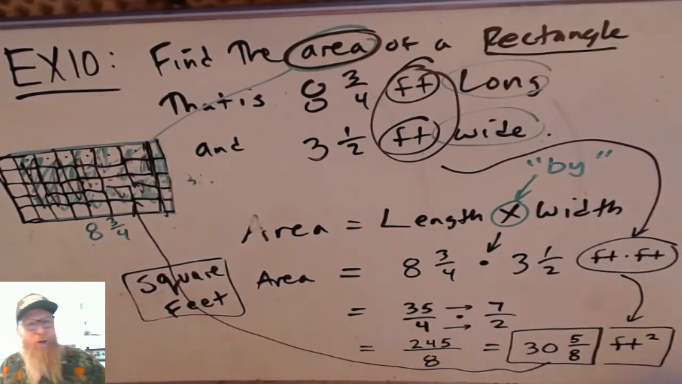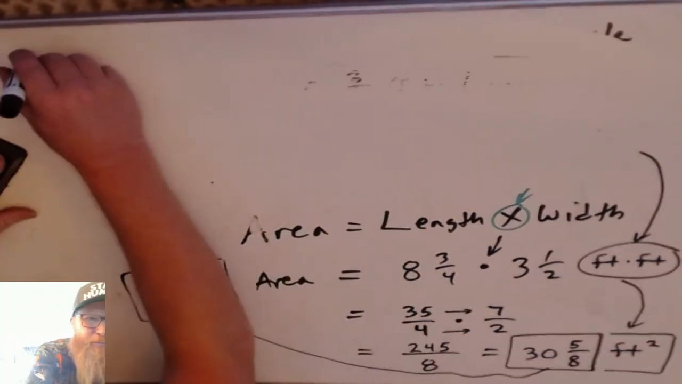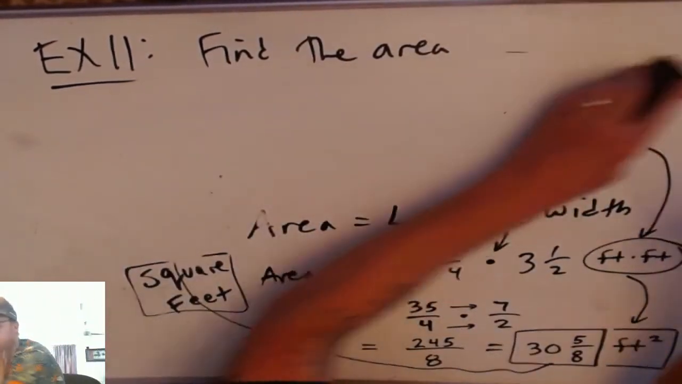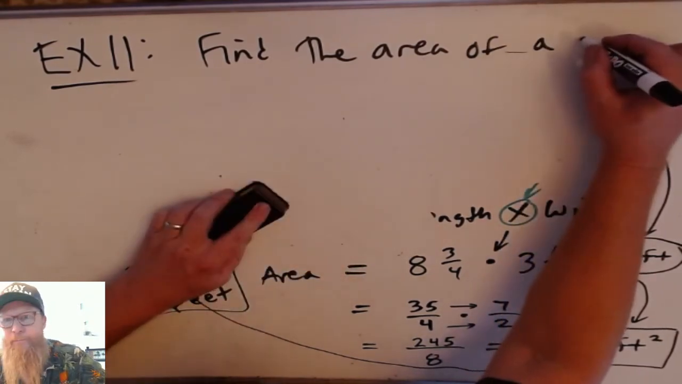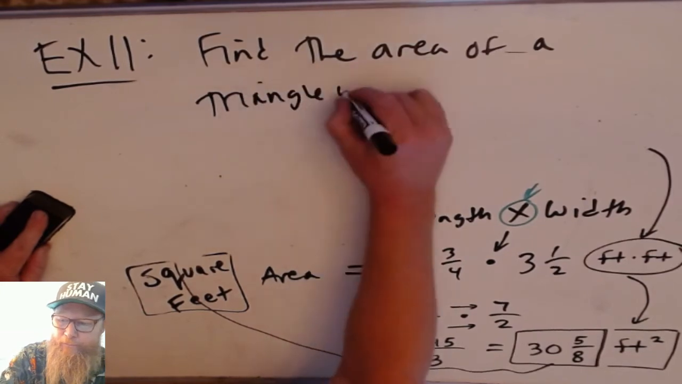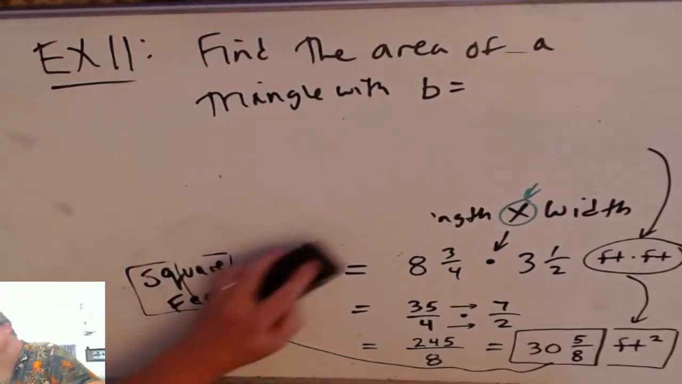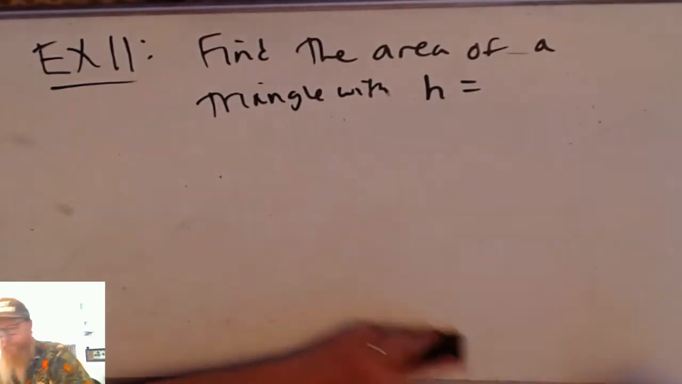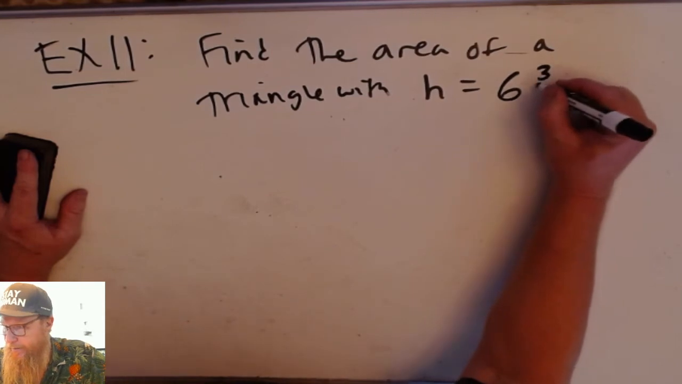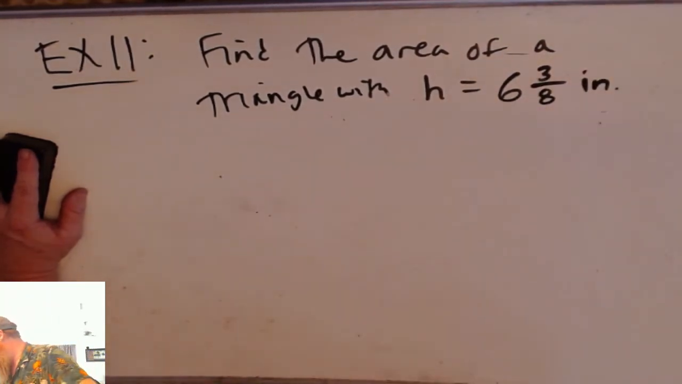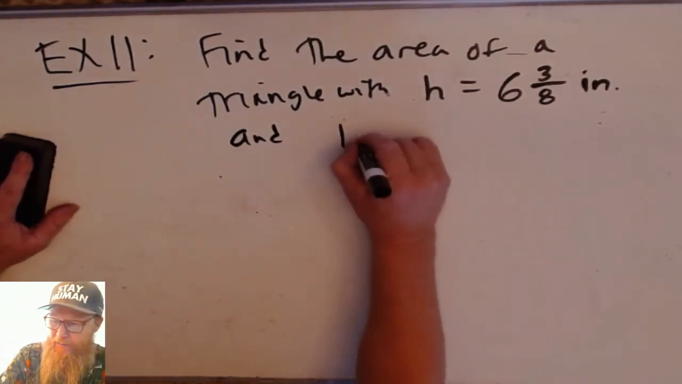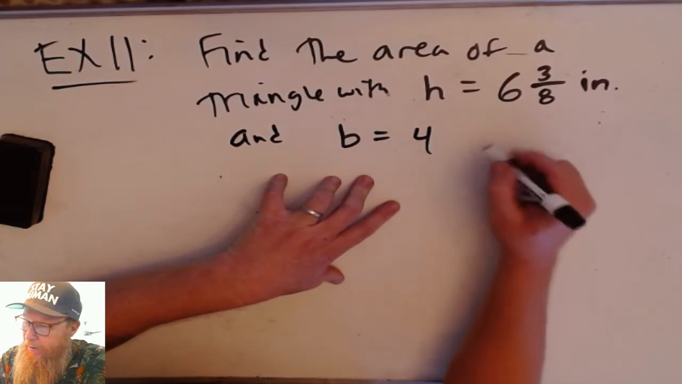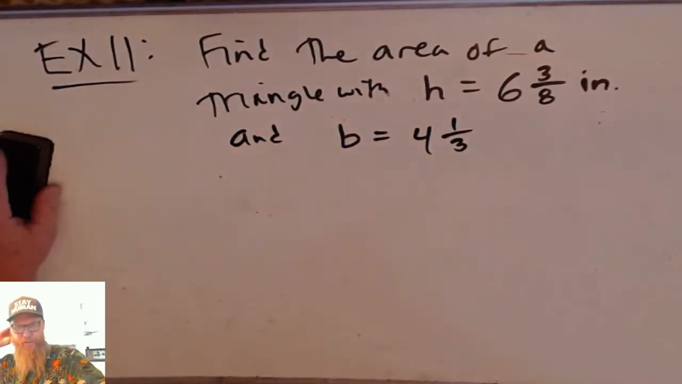Okay, let's find the area of a triangle. With the height, H for height, 6 3/8 inches, and B, 4 1/3 inches.